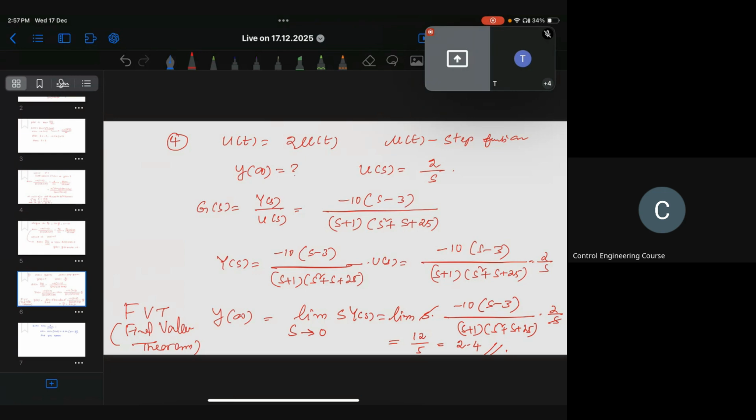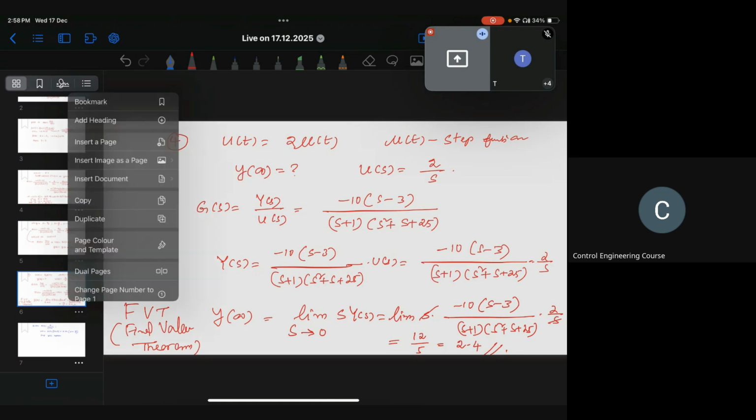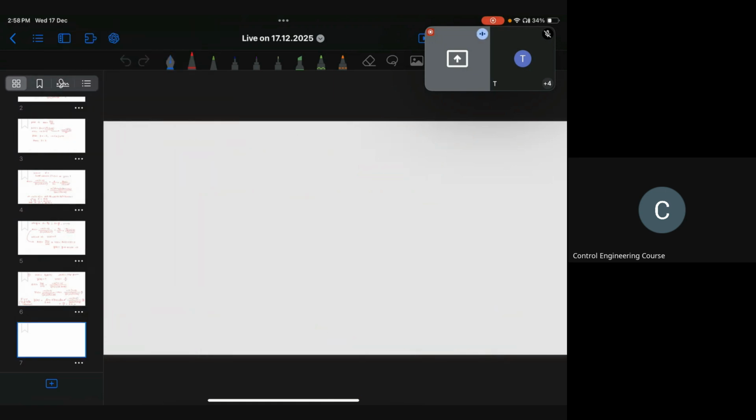Okay, I hope this is clear. Any queries as of now? So that is the fourth question. The next question is the fifth question. We have to find y of t when u of t is equal to unit step, mu of t. What is the y of t expression?